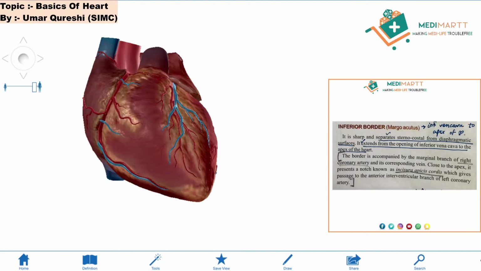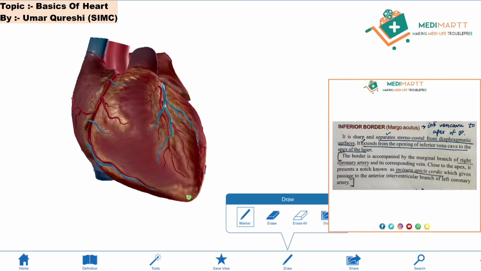As you can see, this is the heart on the left hand side and a page of Ekdatta is inserted on the right hand side. Today we will discuss the inferior border of the heart. In the inferior border, Ekdatta is trying to say that it is sharp and separates the sternocostal surface from the diaphragmatic surface. To understand this, we have to understand the location of the inferior border. The next point is that it extends from the opening of the inferior vena cava to the apex of the heart. This is the apex of the heart and this is the inferior vena cava. So this is the location of the inferior border.